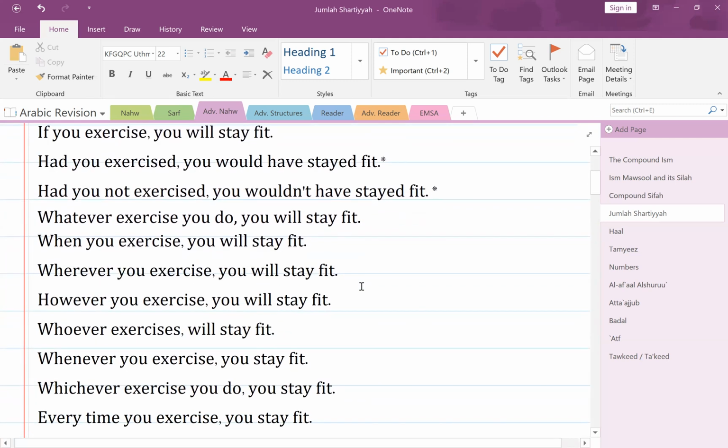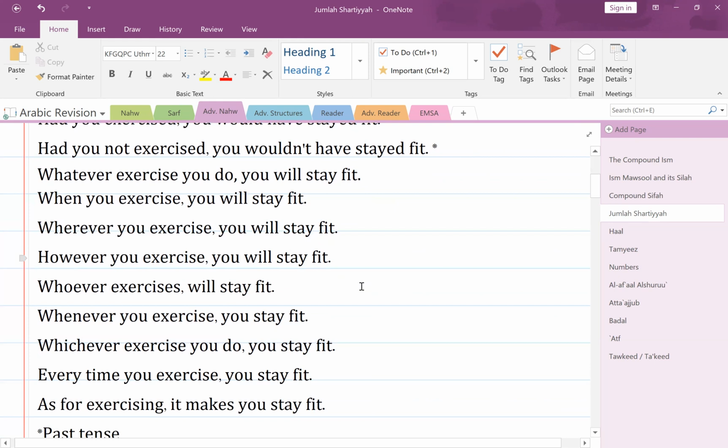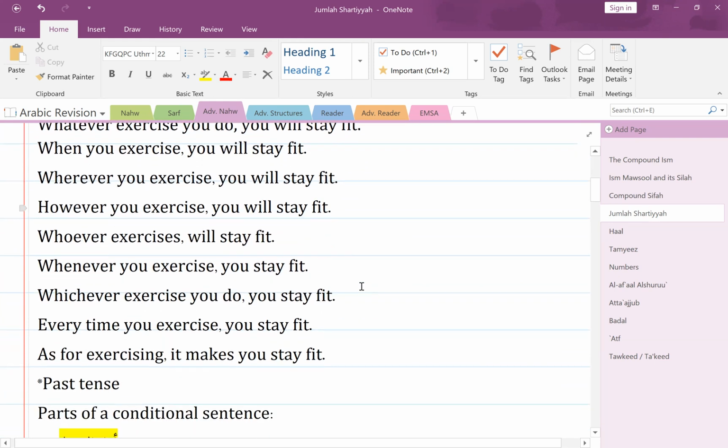Whatever exercise you do, you will stay fit. When you exercise, you stay fit. Wherever you exercise, you stay fit. However you exercise, you stay fit. Whoever exercises will stay fit. Whenever you exercise, you stay fit. Whichever exercises you do, you stay fit. Every time you exercise, you stay fit. As for exercising, it makes you stay fit.